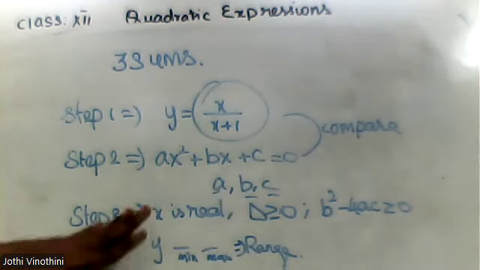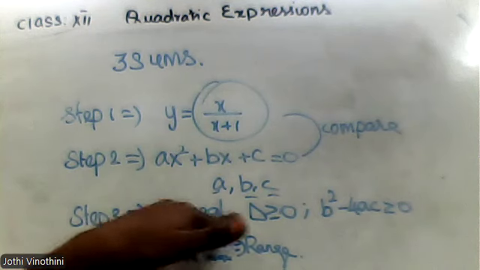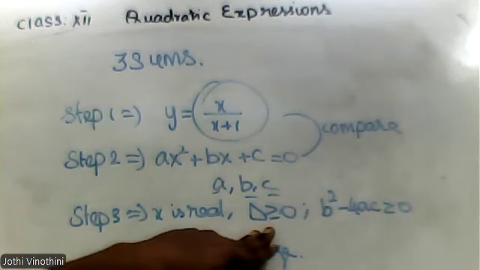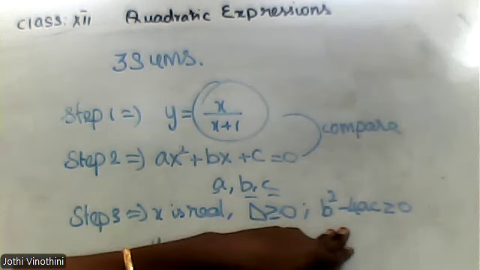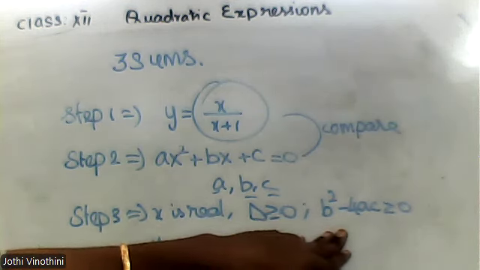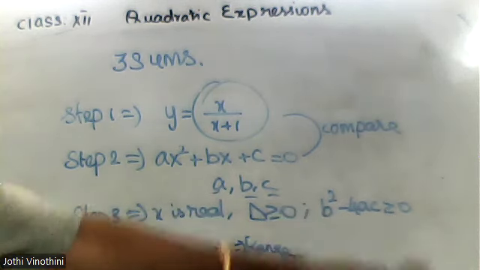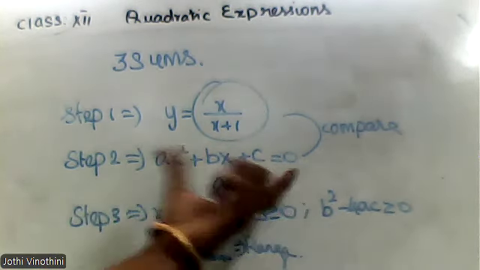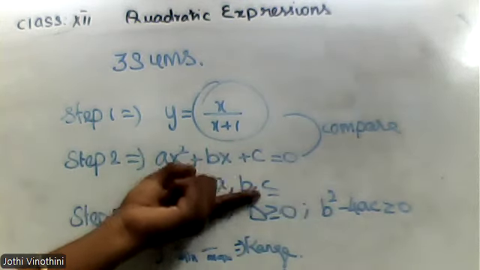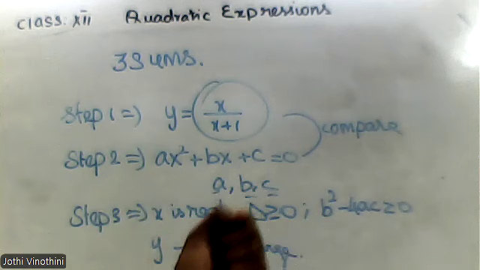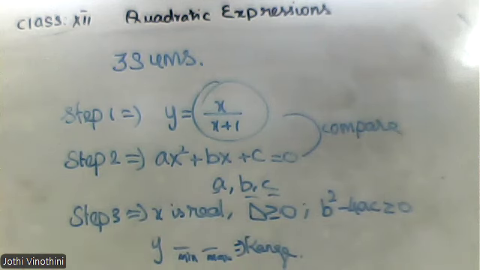As said in the question, x is real. So we can conclude that del must be greater than or equal to 0. Similarly, b squared minus 4ac is also greater than or equal to 0. From the previous step, we know the values of a, b and c. We can simply substitute these and do the simplifications. Finally, we get two values of y. One is the minimum value, another is the maximum value. When we combine the two, that is the range. So I hope you all are clear with this sum.